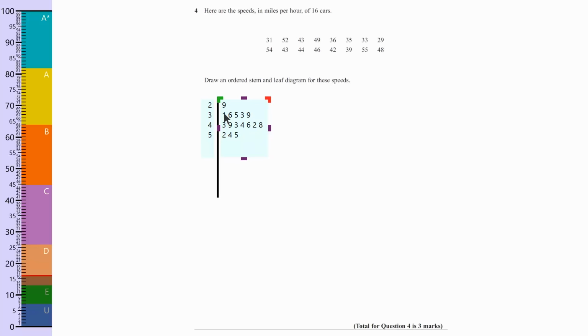Because I'm on a computer, I can cheat slightly by not having to do it again, but just reordering what's here. So looking at 29, well 9's the only one there, so that's in order. Look at the second one. This would be, let's have a look, 1, 3, 5, 6, 9 to put it in order of size. The 4's here would be 2, 3, 3, 4, 6, 8, 9, and these ones are already in order.